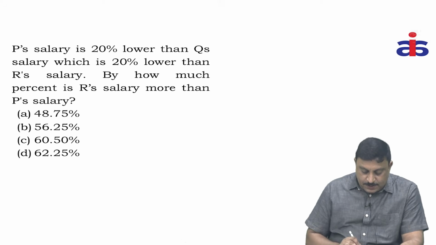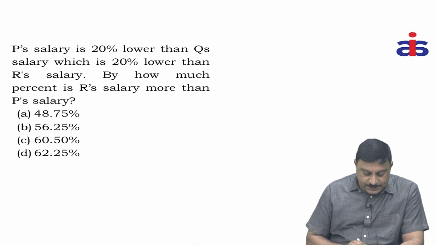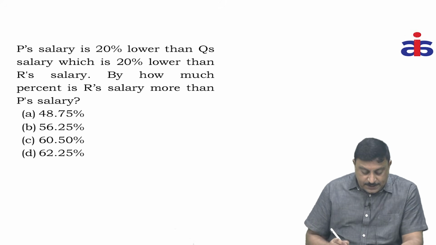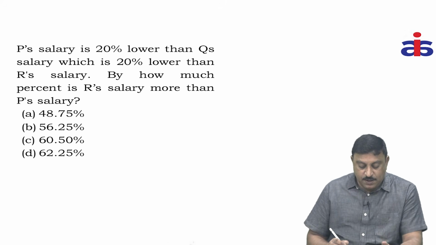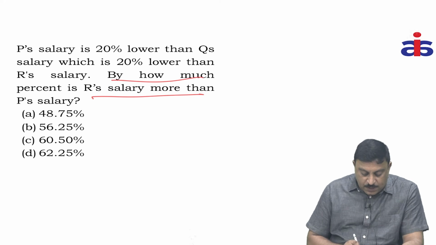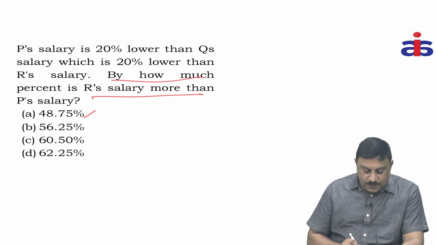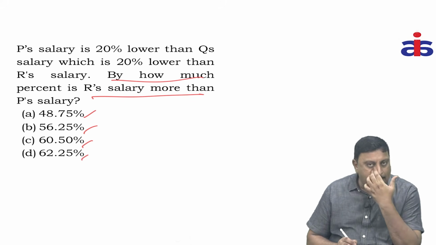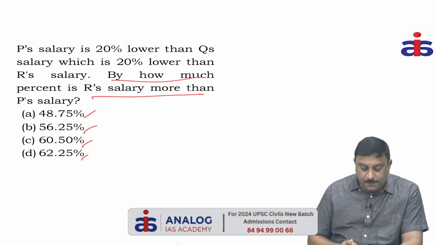Then percentages, right? Just by seeing that one we can say which chapter it is, no? Right, just here, P salary is 20% lower than Q salary, which is 20% lower than R salary. By how much percentage is R salary more than P salary? They have given 48.75, 56.25, right? So that means calculation, little bit calculation time taking, right? But the point is very simple.